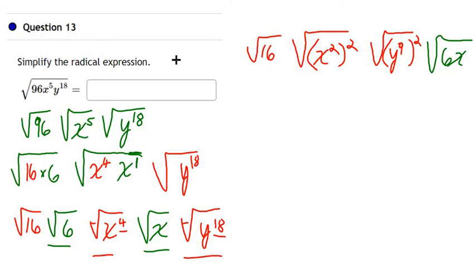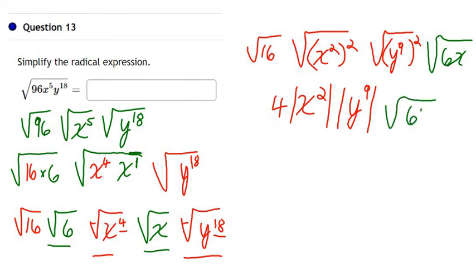Then I'm going to go through and simplify. The square root of 16, like I said, is 4. The square root of x squared, squared, well, the square root and the square will cancel, the outer square, but it still leaves the inner square. And because it's an even index, I put the absolute value. And then this one here is the square root of y to the 9th, squared, so the square root and the square power cancel, and I get the absolute value of y to the 9th. And then lastly, the square root of 6x, which I can't simplify any further.